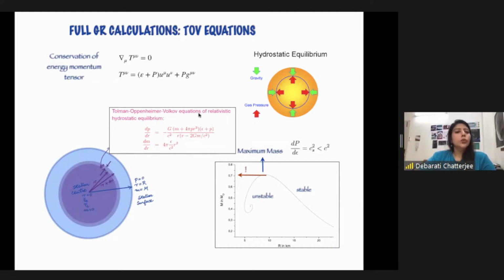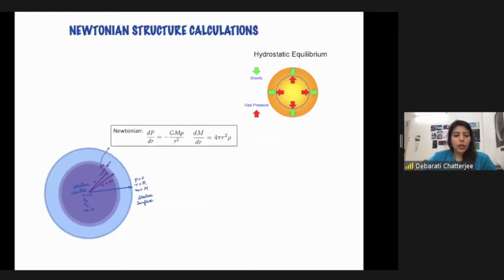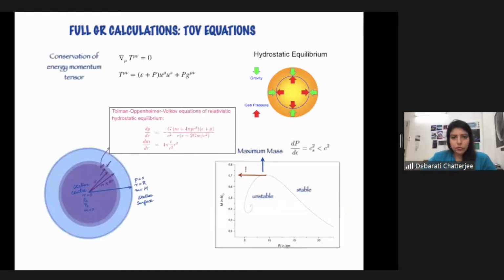And if you compare those hydrostatic equilibrium equations in full GR, you will see that they are actually not very different from the Newtonian case, but there are a few correction terms that appear. So also Professor Dipankar Bhattacharya showed these Tolman-Oppenheimer-Volkoff equations, as they are called, of relativistic hydrostatic equilibrium. So you can see that there are these additional terms.